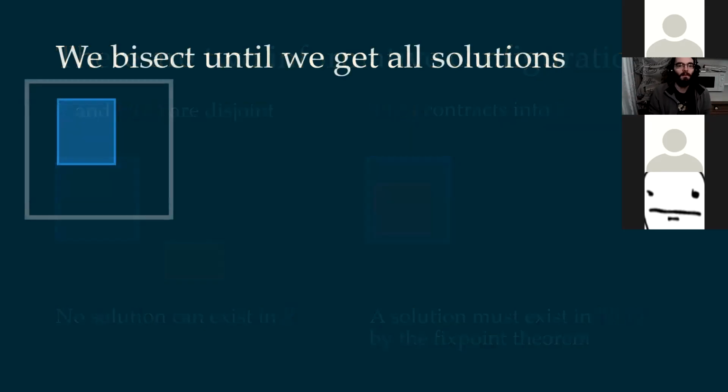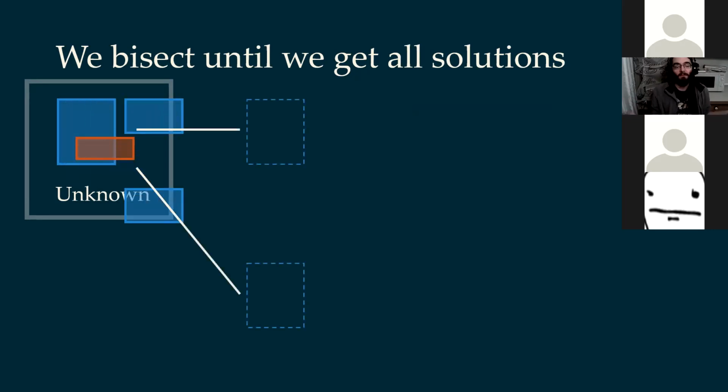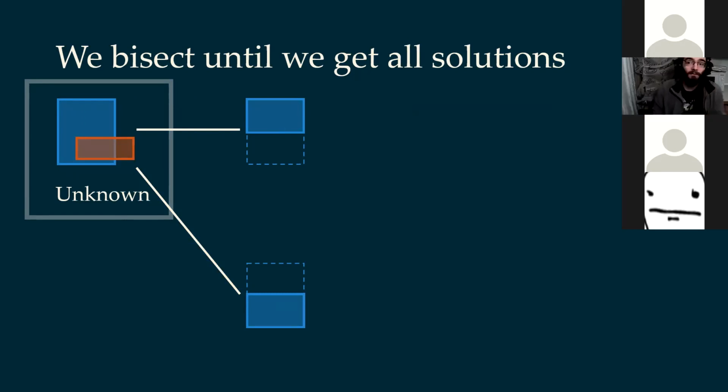So in practice, it looks something like that. You start with some interval and you look at the image and you say, okay, the image is intersecting. That's bad. We cannot say anything about that. We don't know if there's a solution or not. But what we can do is cut the interval into two and look at each of the halves individually. That's exactly what we do in the package.